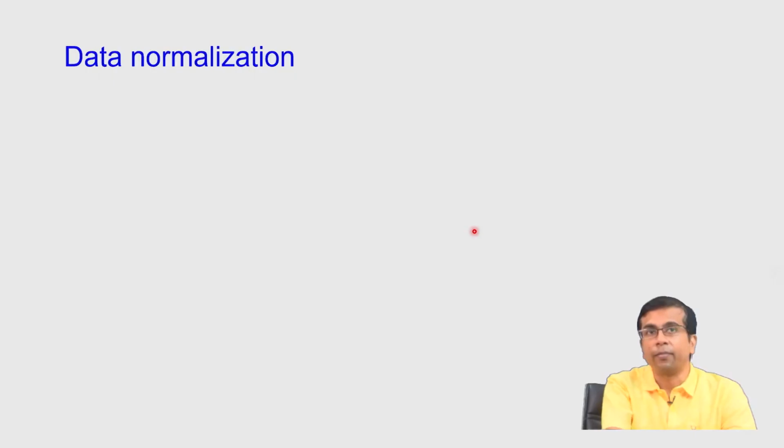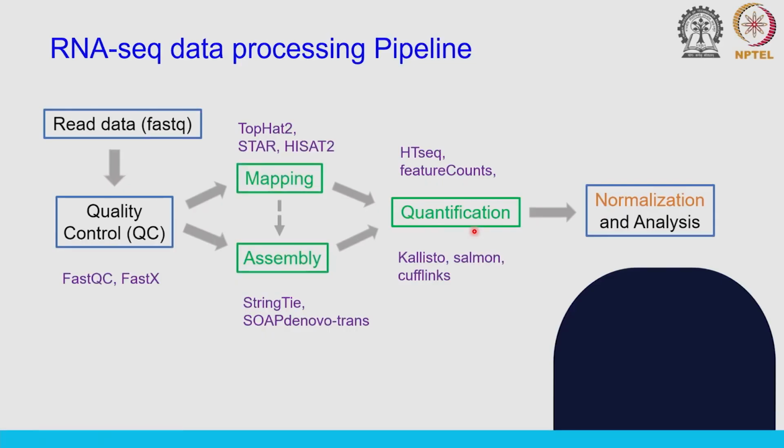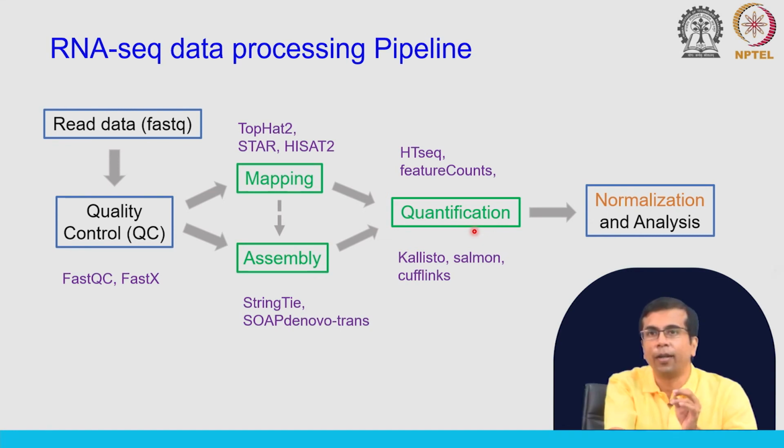The technical term that we use is data normalization. This is a process that tries to minimize these technical errors. Here is the pipeline again for you. We have talked about all these steps before: quality control, mapping, assembly and quantification, and this is where we are now, normalization. This is the final step before we go into the data analysis, or actually answering the biological question that we are interested in.